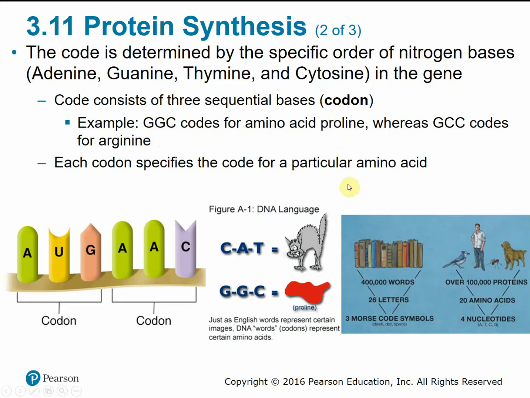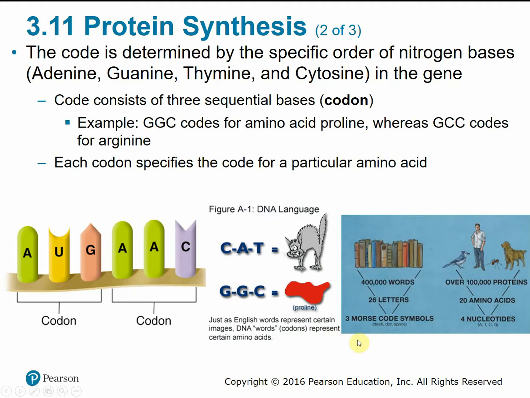So we said that there were 20 amino acids. So we're not going to get too in-depth into this in this class, but there are multiple codons for the same amino acid. So this is called the degeneracy of the genetic code. It's kind of a built-in safeguard against some of these minor mutations. So there are some examples where if we just changed one letter of the codon, it would still code for the same amino acid, so it wouldn't change the overall function and structure of our protein.